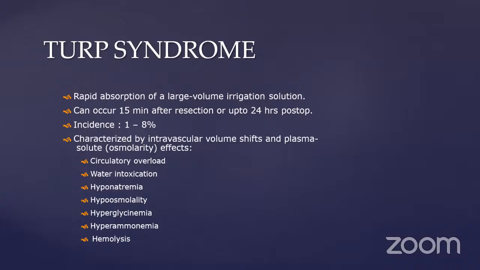TURP syndrome generally occurs due to rapid absorption of a large volume of irrigation solution. It can occur 15 minutes after resection or up to 24 hours into the postoperative period. The incidence is 1 to 8% and it is characterized by intravascular volume shifts and plasma solute concentration effects. TURP syndrome causes circulatory overload, water intoxication, hyponatremia, hypoosmolality, hyperglycemia, hyperammonemia, and hemolysis.